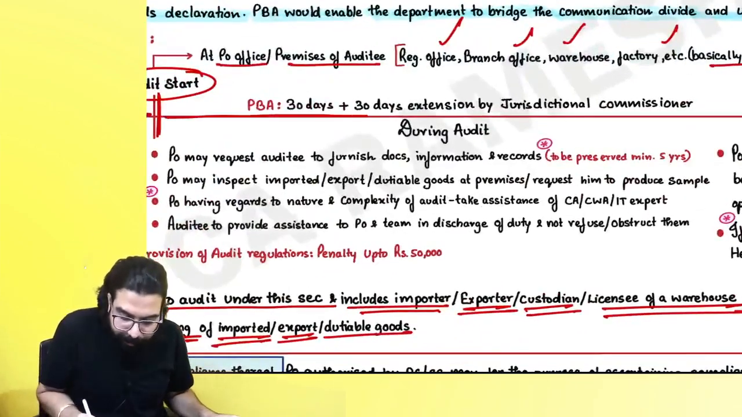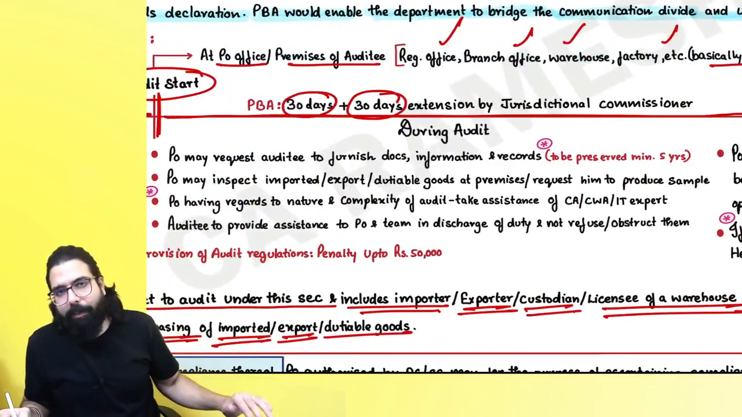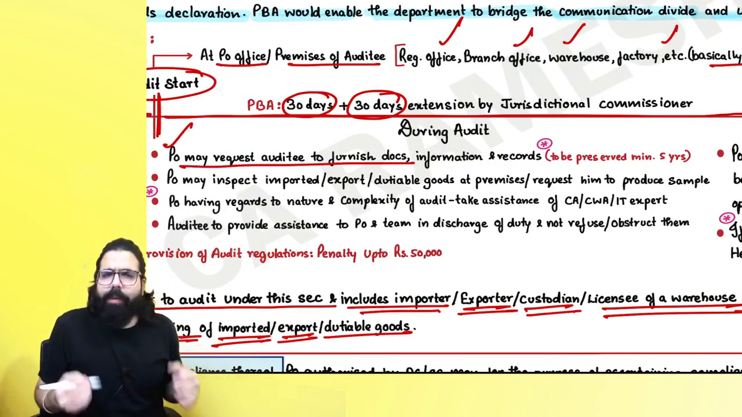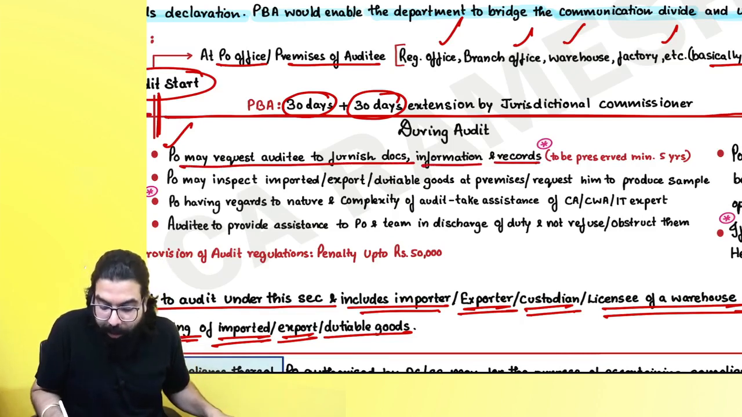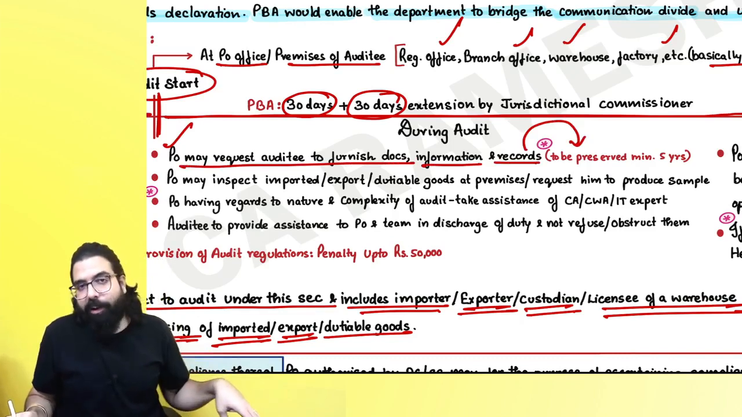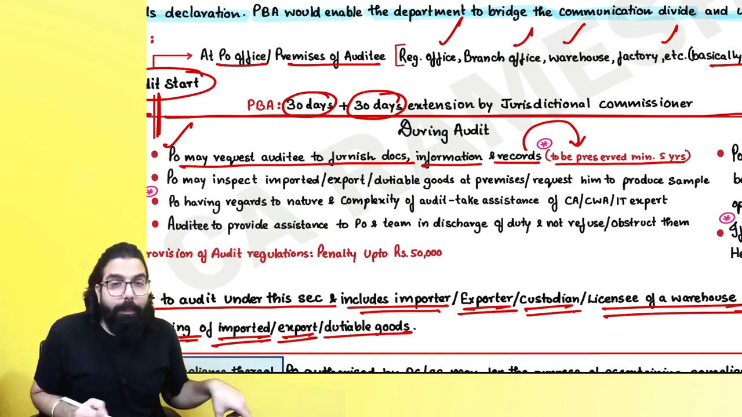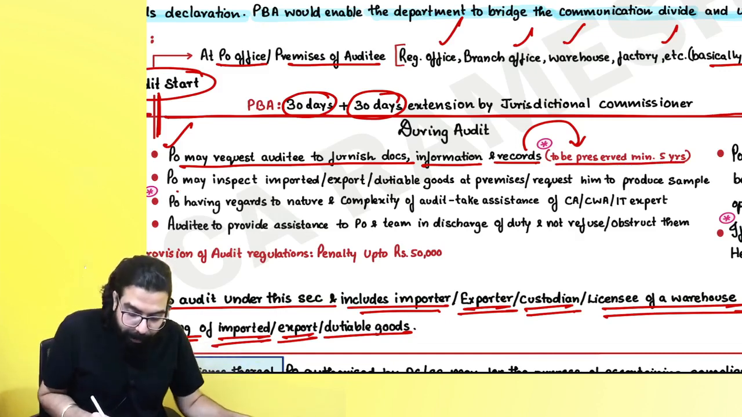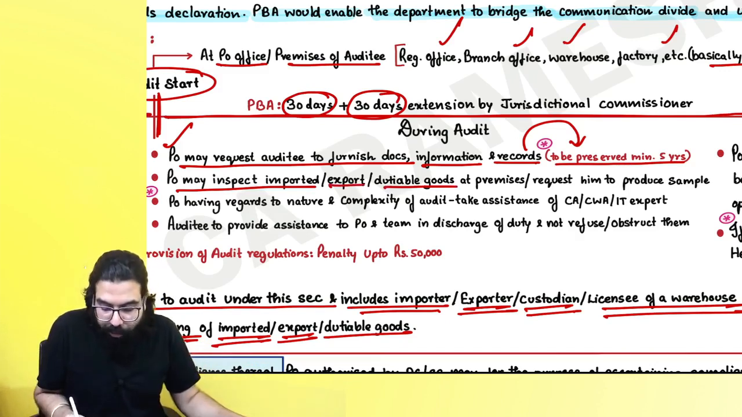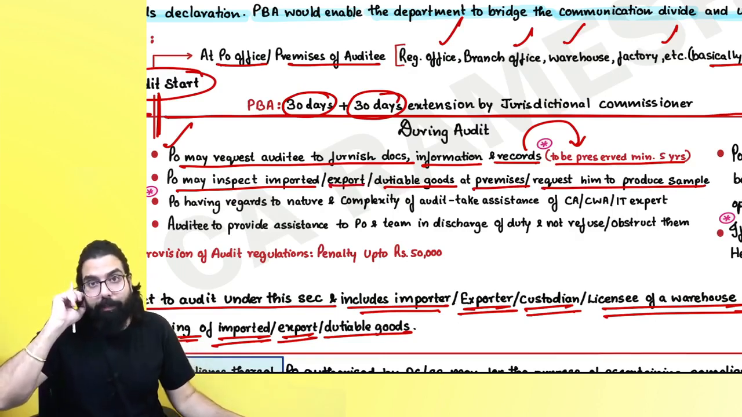Sir, whenever they start the premises based audit, they will wrap it up in 30 days, plus a further extension of 30 days can be given by the jurisdictional commissioner. During the audit, proper officer can request you to furnish document, information, record. Always remember, records in customs are also to be maintained. Basically, you maintain the records relating to your imported goods, export goods. Sir, it is to be maintained for how many years? 5 years. And sir, proper officer may also inspect the imported goods, export goods, dutiable goods at the premises, and also sir, he can request you to give him some samples.